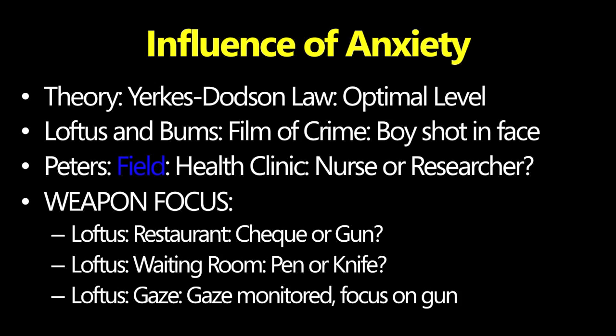So, yeah. So one example of an experiment for this is Loftus and Burns, please, which showed a film of a crime and a boy being shot in the face. It was extremely violent, and one group saw that and the other group saw a more non-violent version of the film, and they recalled far more detail. So it seems that the shock of the event disrupted the storage of other details in the extremely violent one.